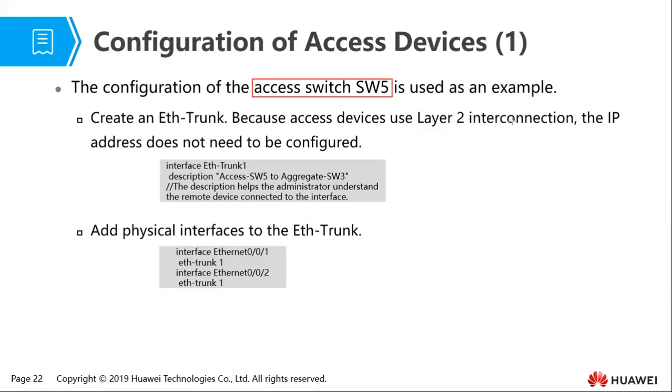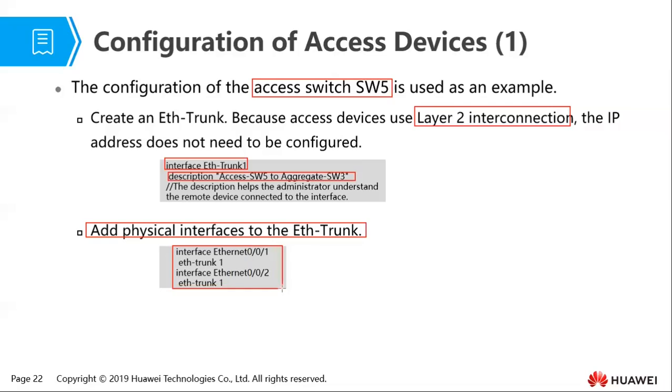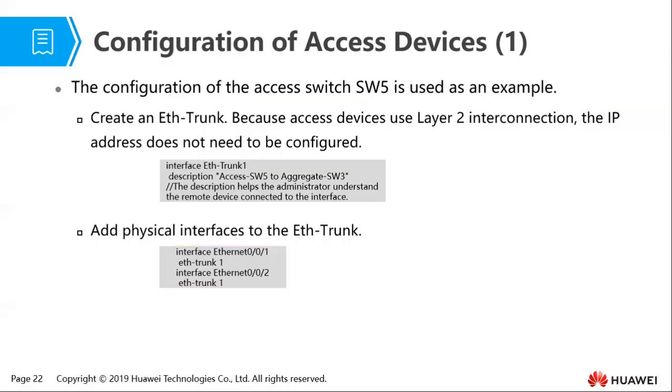Because access devices use layer 2 connections, the IP address does not need to be configured. So this is a layer 2 trunk. We simply do interface Eth-Trunk 1, then we do a description. This one is connected to switch 3, which is at the aggregate layer. Then after we have created that, we can add the physical interfaces to the Ethernet trunk. So we can add it like that.